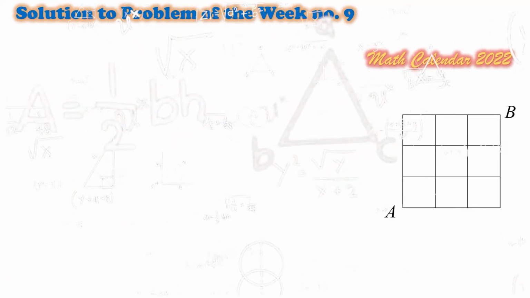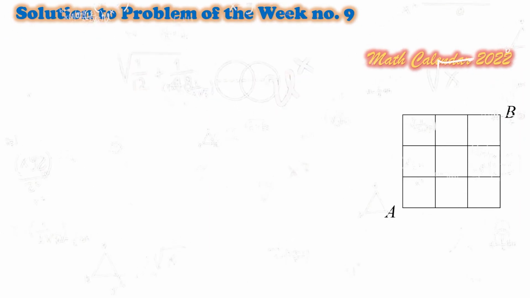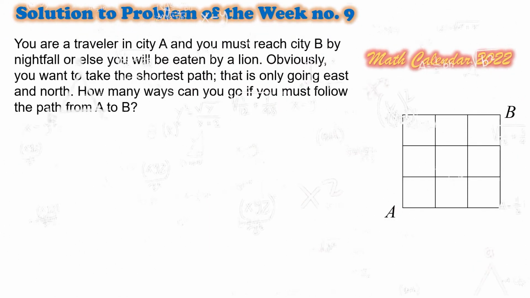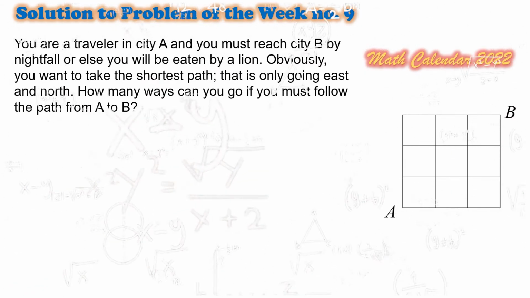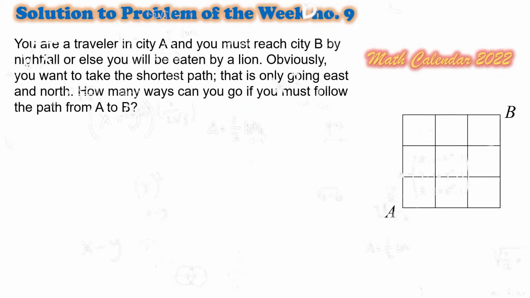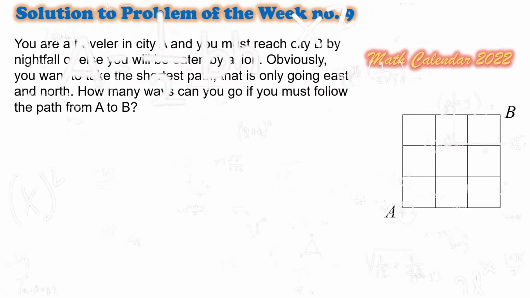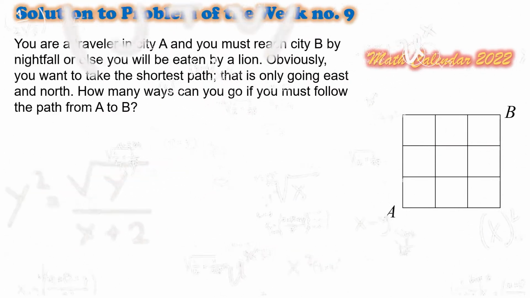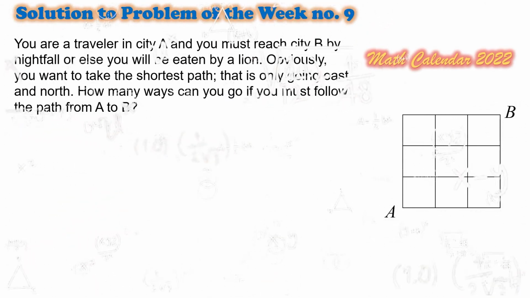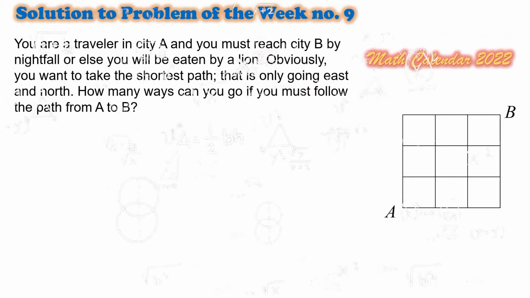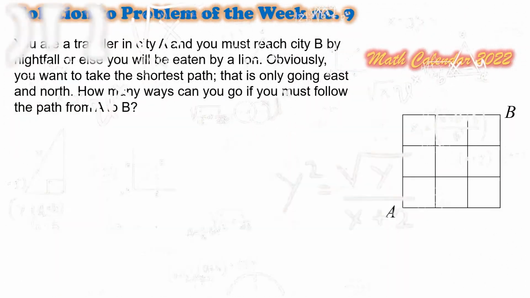Here now is our featured problem for week number 9. You are a traveler in City A and you must reach City B by nightfall or else you will be eaten by a lion. Obviously, you want to take the shortest path that is only going east and north. How many ways can you go if you must follow the path from A to B?